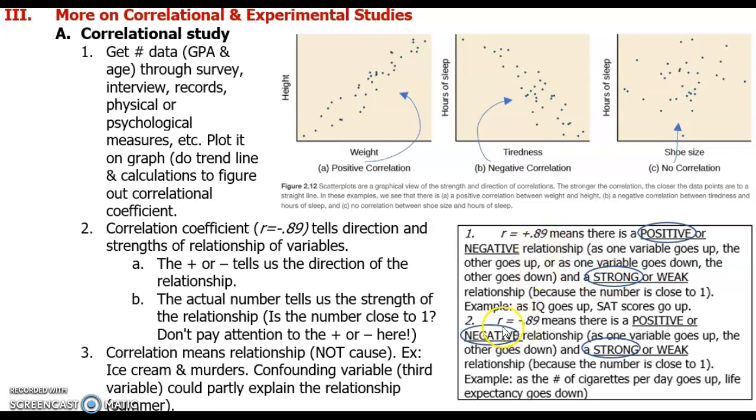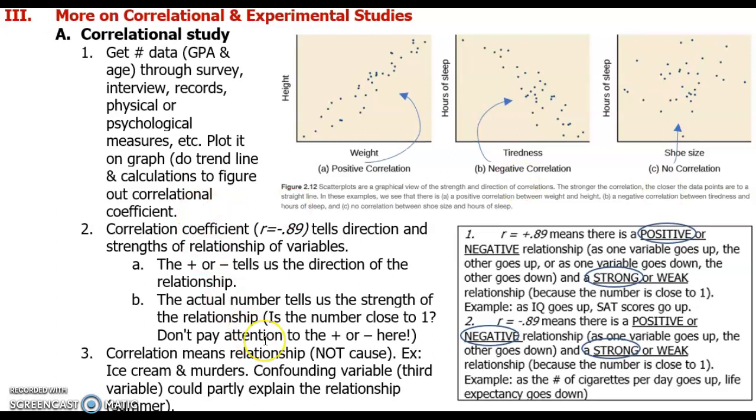So how about this one? r equals negative 0.89. That means it's a negative correlation. The variables are doing different things. One's going up, one's going down. And it is a strong correlation. It's a strong relationship because 0.89 is close to 1. All right.